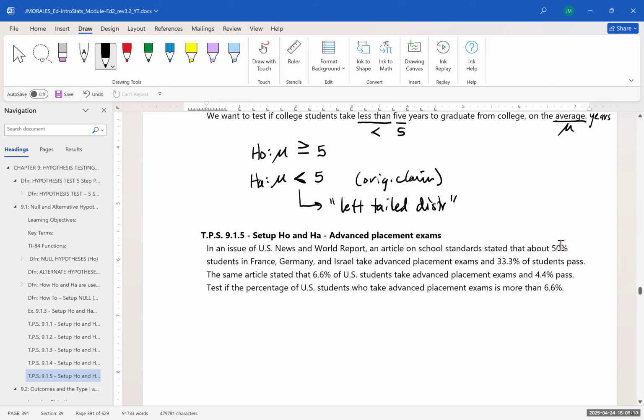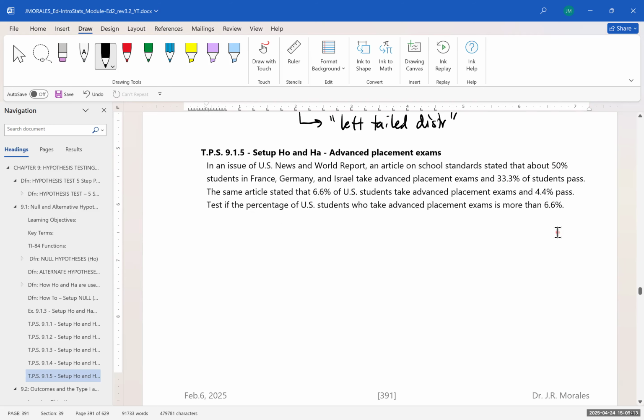All right, let's go to the last example. In an issue of US News and World Report, an article on school standards stated that about 50% of students in France, Germany, and Israel take advanced placement exams, and 33.3% of students pass. The same article stated that 6.6% of US students take advanced placement exams and 4.4% pass. Test if the percentage of US students who take advanced placement exams is more than 6.6%.